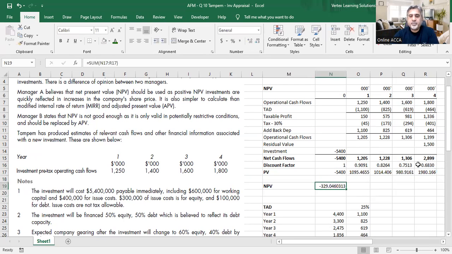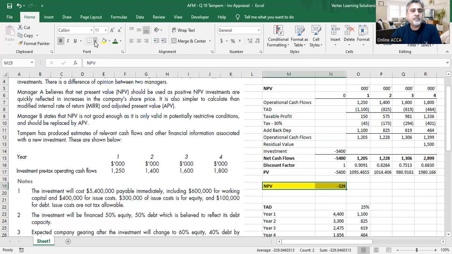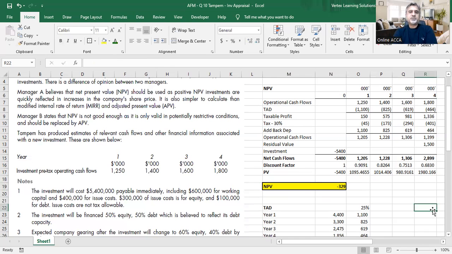And that comes out to be a negative number. If you see that your NPV has come out to be a negative number, let me put it like this, 329 million negative. So based on NPV method, this project should not be done. This was manager A who was suggesting to use NPV method.